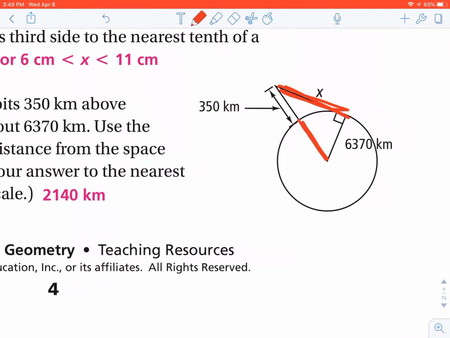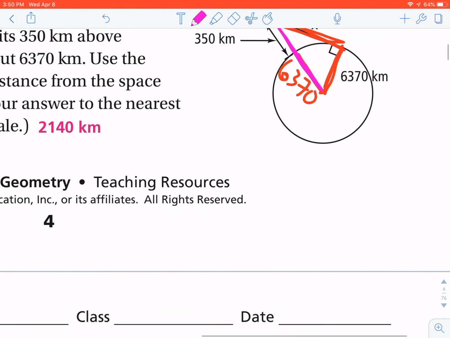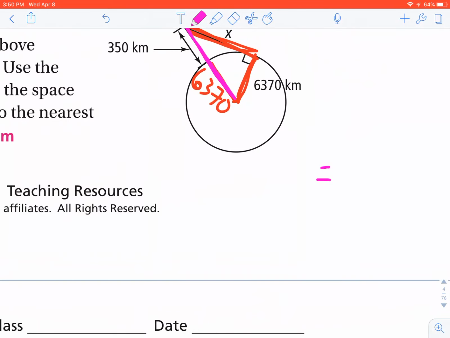Well, think about what I said earlier about radii of the same circle all being congruent. This length is a radius of a circle. It's 6,370 kilometers long. That means this piece is also 6,370 kilometers. So for me to find the whole hypotenuse, I simply need to add 350 to that 6,370 to get the length of the entire hypotenuse. So the whole hypotenuse's length comes out to be 6,720, and that'll obviously be squared.